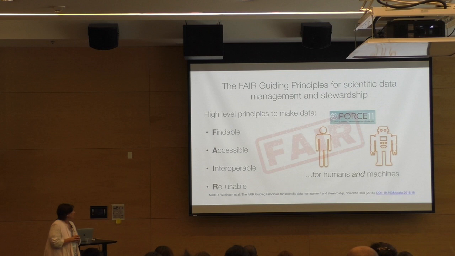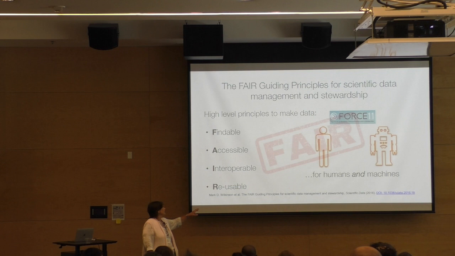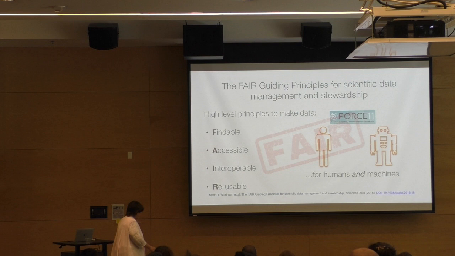So that's where the FAIR data principles come in. These were a set of principles that were issued actually around 2015. They were posted on Force 11, but the paper came out in 2016 that called for the FAIR guiding principles for scientific data management and stewardship. And the essence of this, with this very, very catchy acronym, is that data should be findable, accessible, interoperable, and reusable. In other words, it should be FAIR.